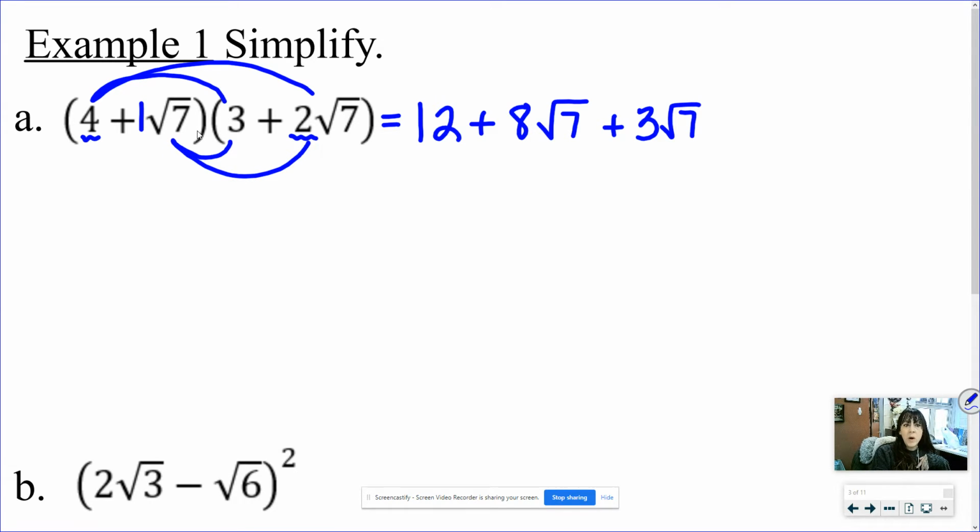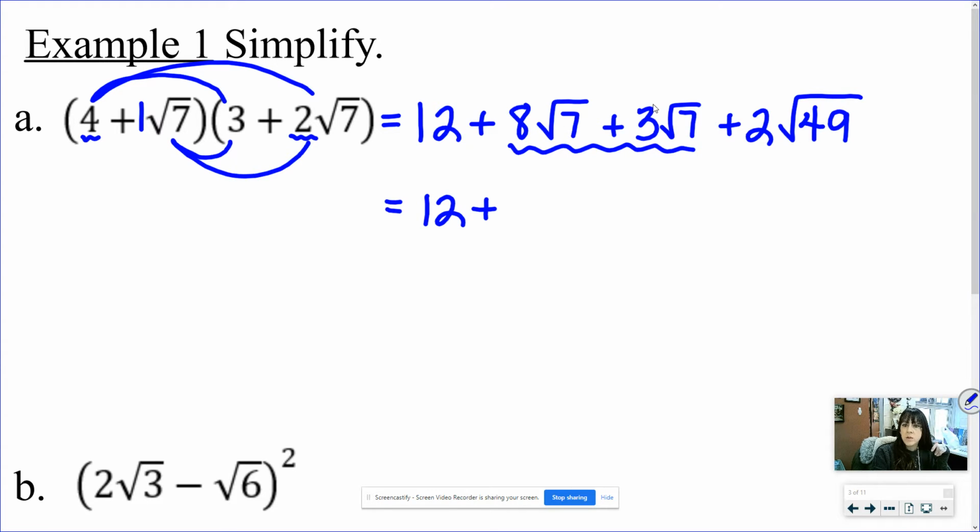Last step, 1 radical 7 times 2 radical 7. So I'm going to multiply the outside numbers together, and I'm going to multiply the radical numbers together. So radical 7 times radical 7 is the same as radical 49. Okay? Now, just as we did in multiplying binomials, we will also have like terms.